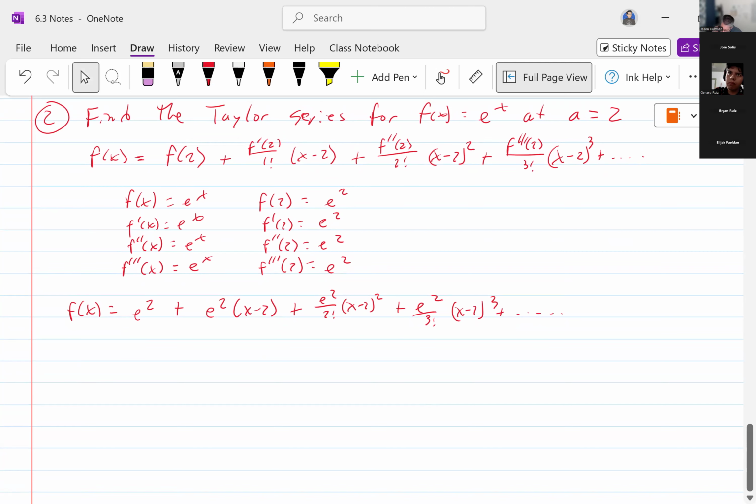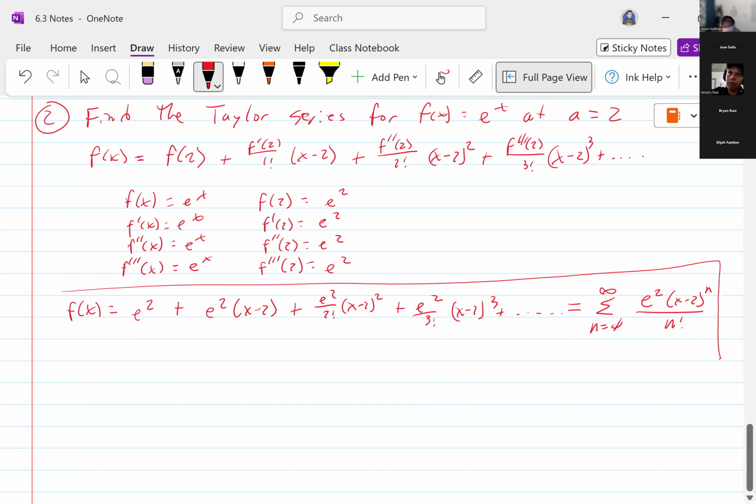Okay, so what is this giving me? I'm going to show what this is going to sum up to. If I go n equals 0 to infinity, this is going to be e to the second times x minus 2 to the nth power all over n factorial. I can sum up, that's the power series. This is the power series for this thing, so it's this guy here, power series.